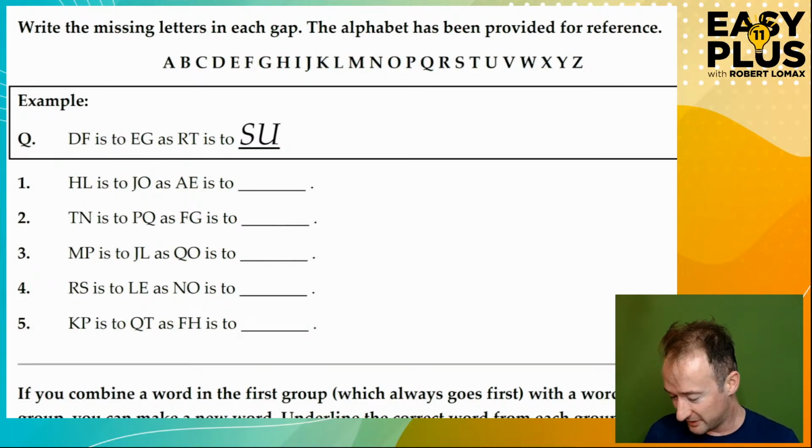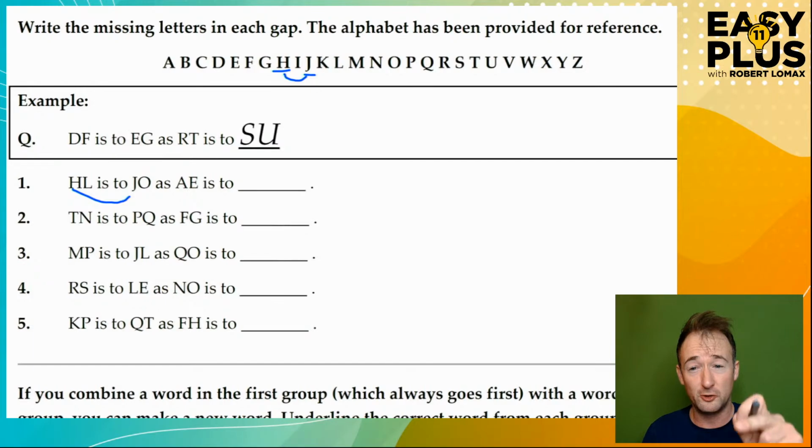Okay, so these questions here, as I said, it's about identifying a rule and then being able to apply it yourself. So the big mistake that people make with these is they look at the codes as a whole and they try to say, how do I get from HL to JO? You don't do that. What you do is you say, how do I get from H to J? Okay, so we look at the alphabet. Here's H and here's J. So how do I get from H to J? I go 2 to the right.